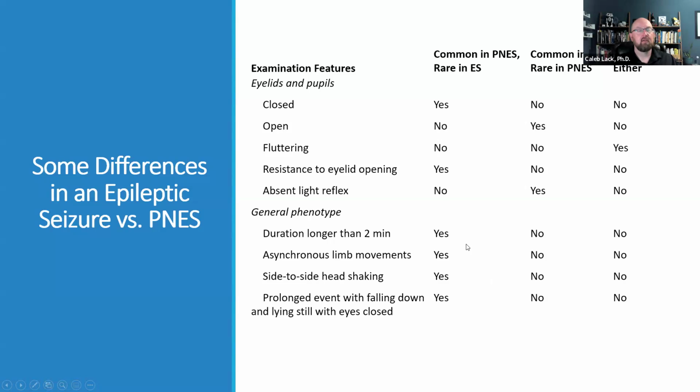For example, the length, my limbs moving asynchronously compared to synchronously, how my head moves, falling down and kind of lying still, all of those things are very, very common in psychogenic non-epileptic seizures, but are very rare in epileptic ones. So this is what I mean by the clinical picture is incompatible with what we typically see in a neurological disorder.